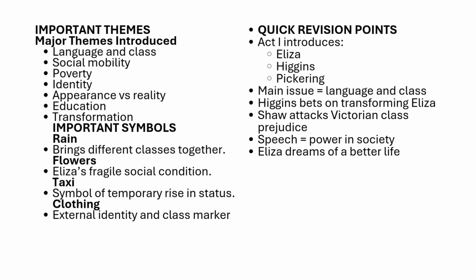To conclude, here are some quick revision points. Act 1 introduces the three key characters, Eliza Doolittle, Professor Higgins, and Colonel Pickering. The main issue established is the relationship between language and social class. Higgins makes his famous claim that he can transform Eliza through speech training. Shaw begins his attack on Victorian and Edwardian class prejudice. The act demonstrates that speech equals power in society.